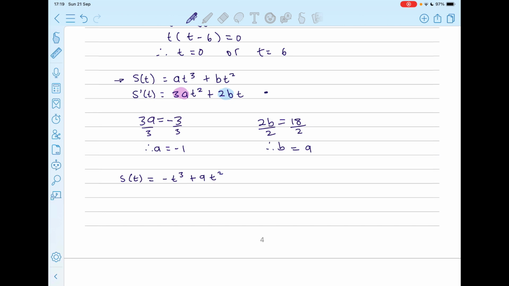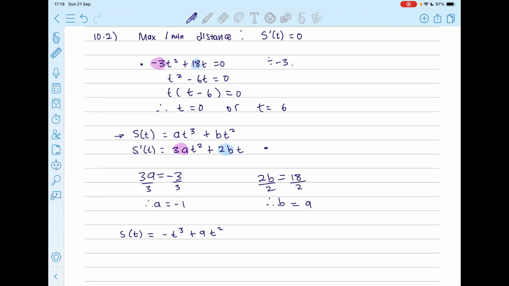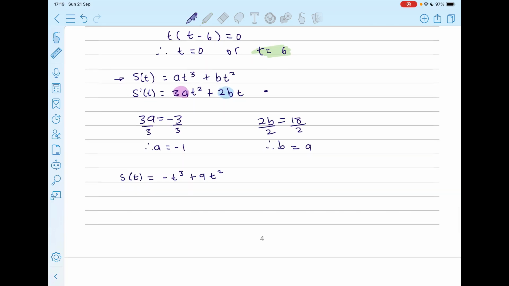Okay, now that we have this, we can substitute our time for the maximum distance. And the time for maximum distance is t equal to 6, because that's the bigger one. So s of 6 will be equal to negative 6 cubed plus 9 times 6 squared. Therefore, s of 6 will be equal to 108 kilometers, because we need to state the units.